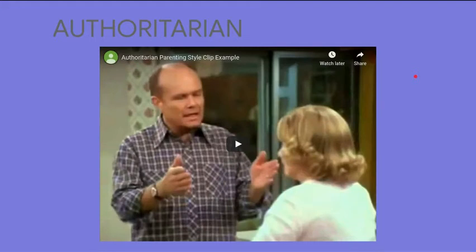If you've ever seen That 70s Show, it's a really great example if you know how Red is as a parent. Again, we're not going to watch a video within a video, but on your copy of this, I strongly suggest you watch this, because not only how he acts, but also what he says is a great example of the authoritarian style.